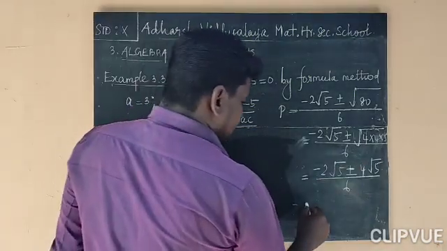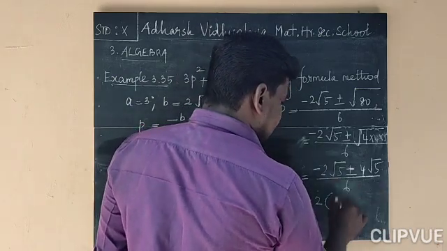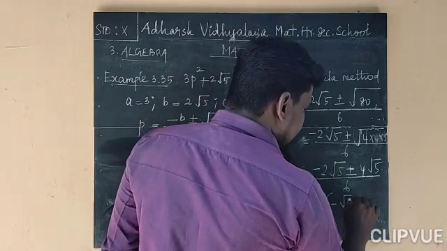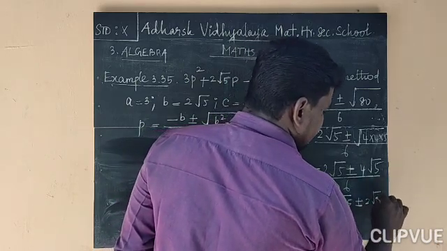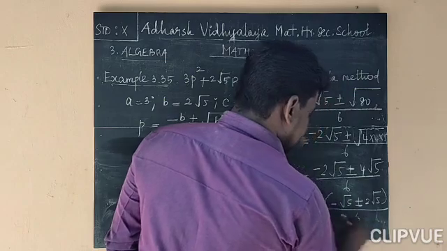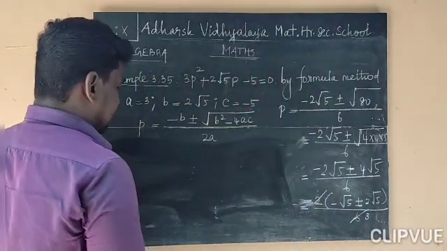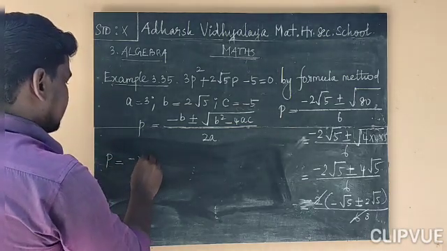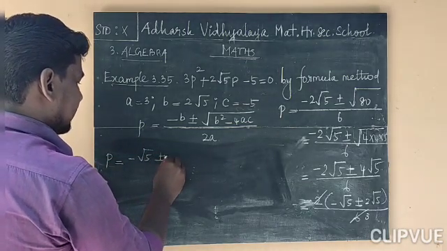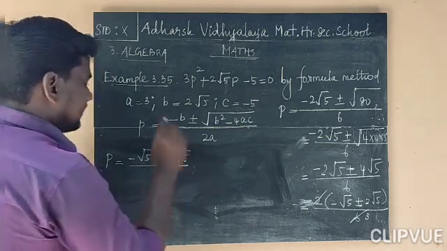Here if you take 2 out, 2 is the common factor. If you take that out, here minus root 5 plus or minus 2 will be there, 2 root 5 divided by 6. This 2 and 6 will be cancelled, 3 times. Okay, so what do we have? P is equal to minus root 5 plus or minus 2 root 5 divided by 3.